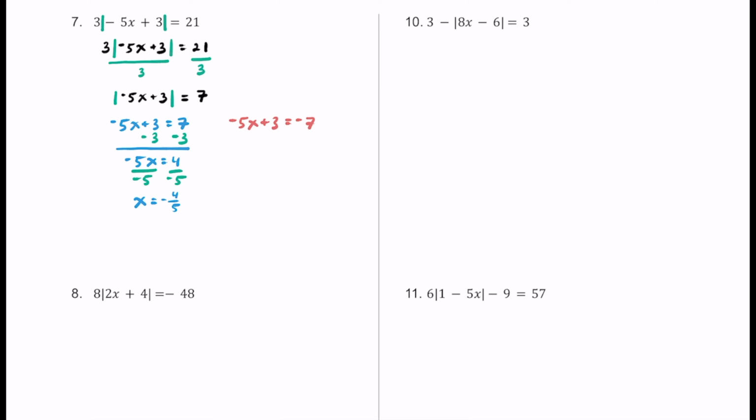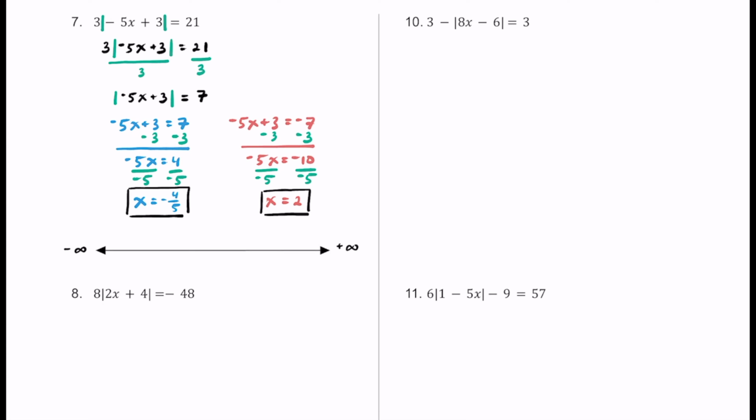For our second equation, let's take away 3 and take away 3 from both sides. If we do that, then 3 minus 3 will equal 0, so we have negative 5x is equal to negative 10. And then if we divide both sides by negative 5, just like this, we're going to find out that x is equal to positive 2. So one solution here is x equals negative 4/5. And the second solution is that x is equal to positive 2.